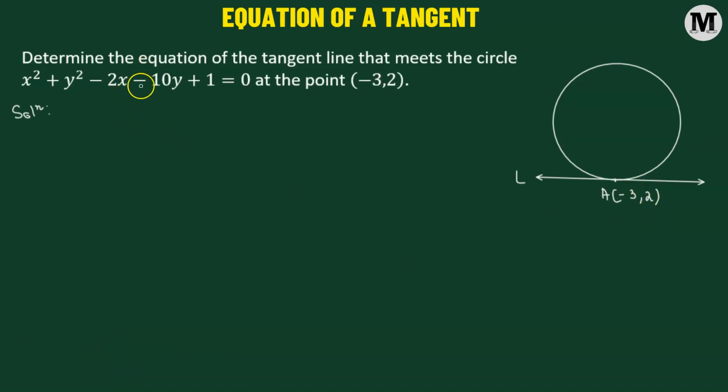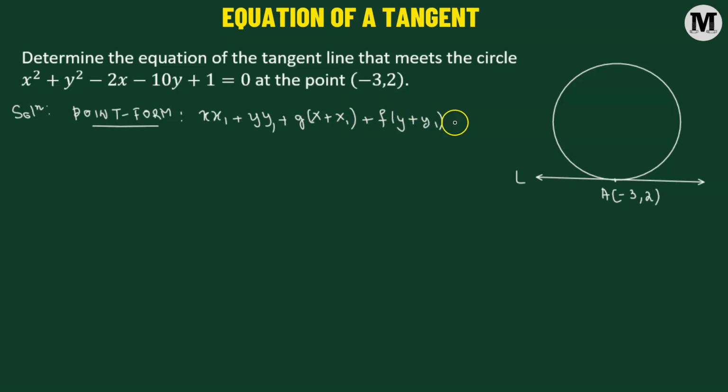So here, we'll be using the point form of a tangent line to determine the equation of that tangent line. So let's quickly recap what's the point form of a tangent line. It's given by the equation x times x1 plus y times y1 plus g multiplied by (x plus x1) plus f multiplied by (y plus y1) plus c equals 0. Now here x1, y1 is nothing but the coordinates of the point of contact.